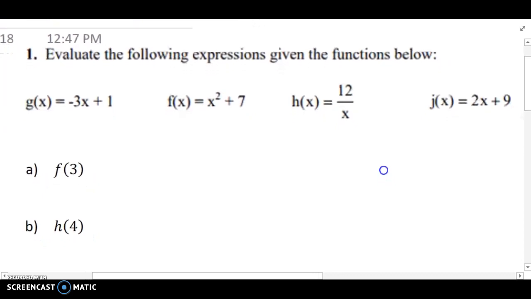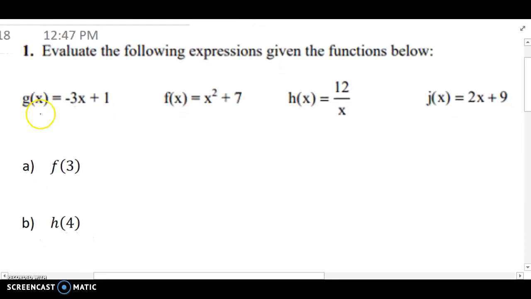So we have our functions here. So we got g, f, h, and j. And our first one says f of 3. So just to review some stuff if you don't remember, whenever there's a number inside, this means x equals 3. That's what it means. So I'm going to take, and this means our function, so we need to use f. Okay, so we're going to do that. We're going to take f, which is x squared.